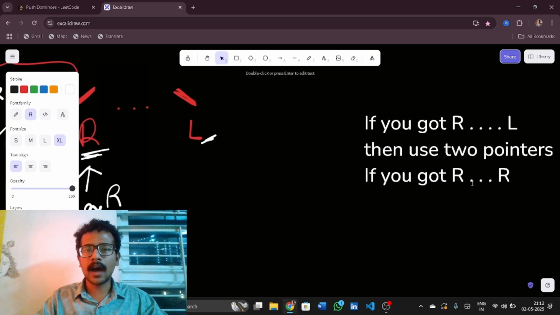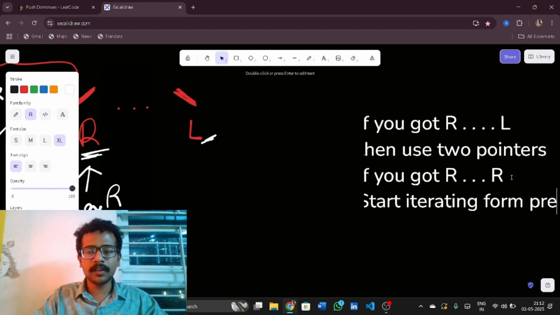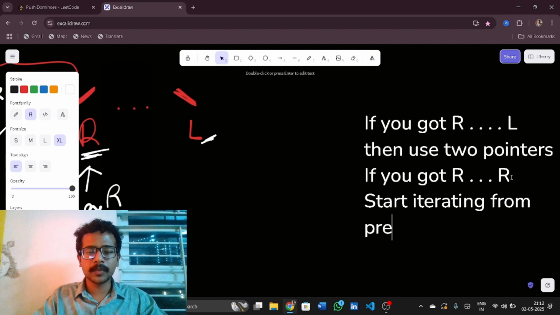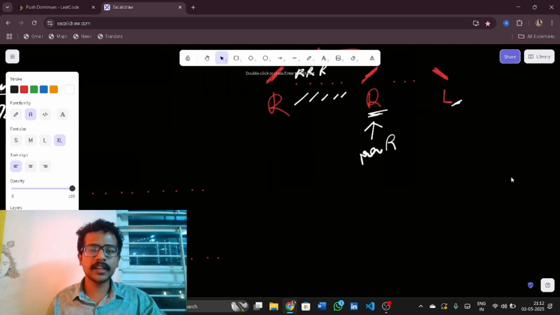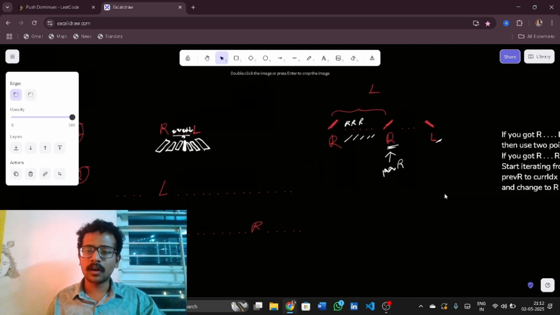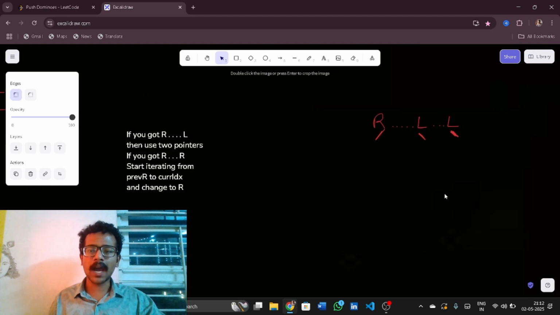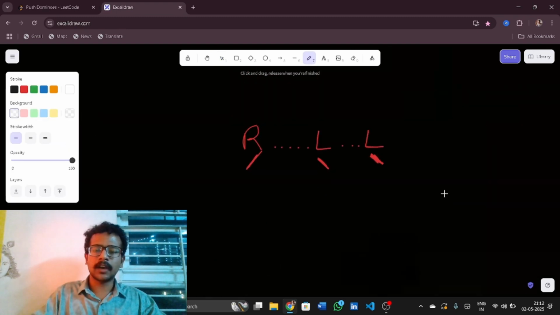So R, then I need to start from previous R, go to the current index, start iterating from previous R to current index and change to R. That means changing the characters to R. The same question I am asking you, right? What if you have to the left, right?